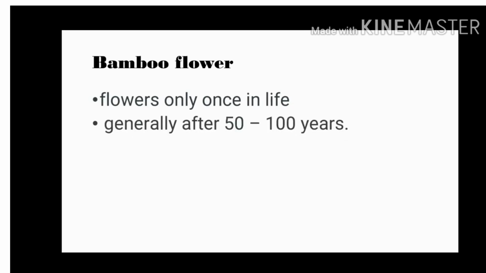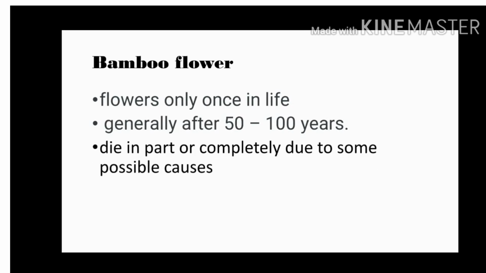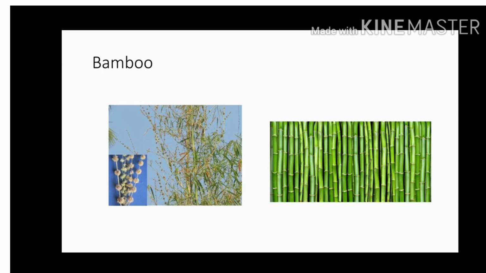They generally flower after 50 to 100 years, and they die in part or completely due to some possible causes. There are some possible causes due to which this plant dies after producing seed. It is not necessary to know the possible causes in your syllabus.